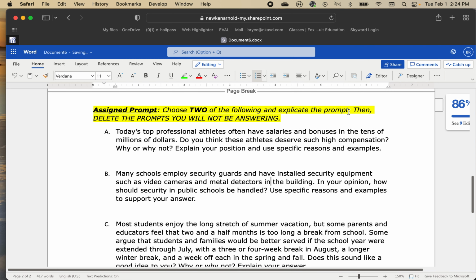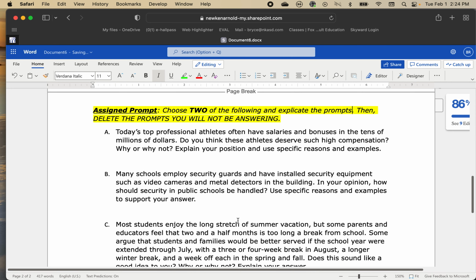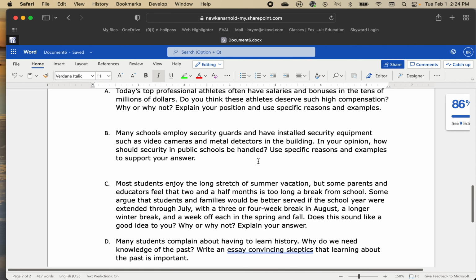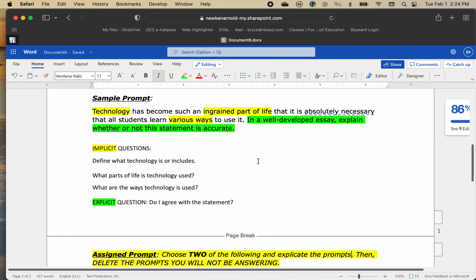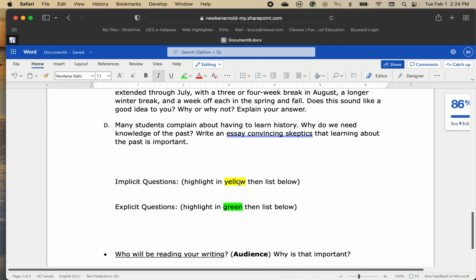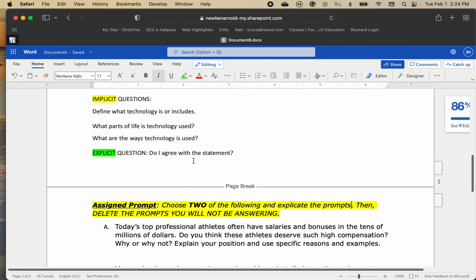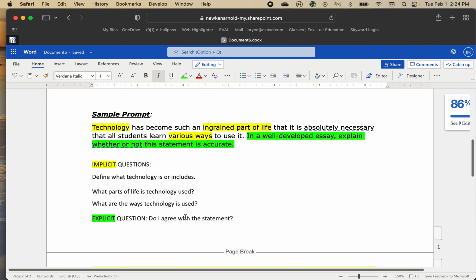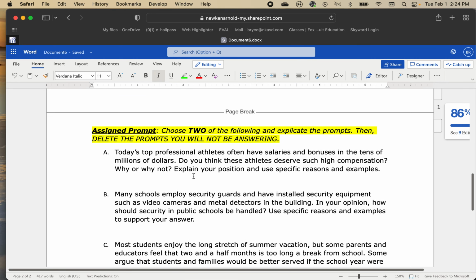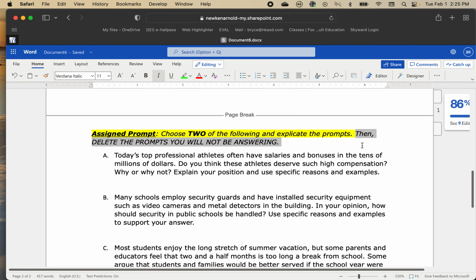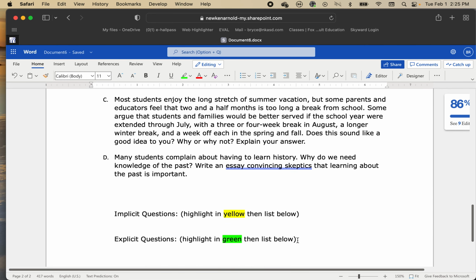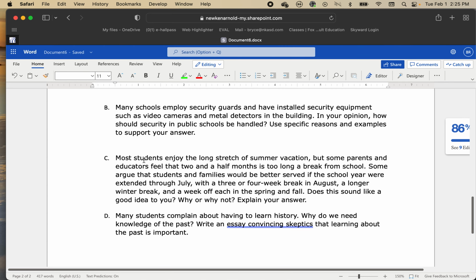We're going to practice the explication, consider it like 2 math problems. So there are 4 prompts that you can choose from. You're going to pick the 2 that interest you, and then you're going to go through this whole process again. I'm going to highlight in yellow, and then I'm going to list the implicit questions, then highlight in green, and list the explicit questions. Okay? So the ones that you don't answer, you can delete those so they're not even on the page, but you're going to want to do this process for 2 of those prompts.